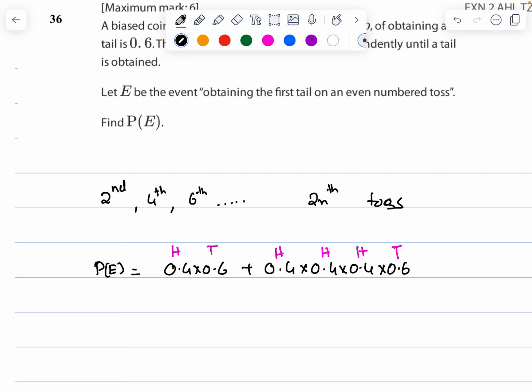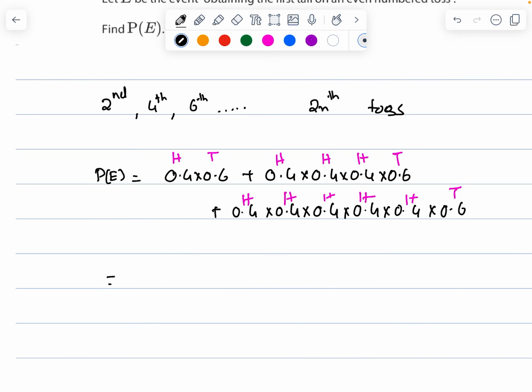Similarly, if I want to do it for the sixth toss, the first 5 tosses should be head, and then the sixth toss is going to be the tail. So head, head, head, head, head, and then a tail. So I am going to get it in this way. So what does that become? 0.4 times 0.6 plus 0.4 cubed times 0.6 plus 0.4 to the power of 5 times 0.6 plus and so on. So what is that?